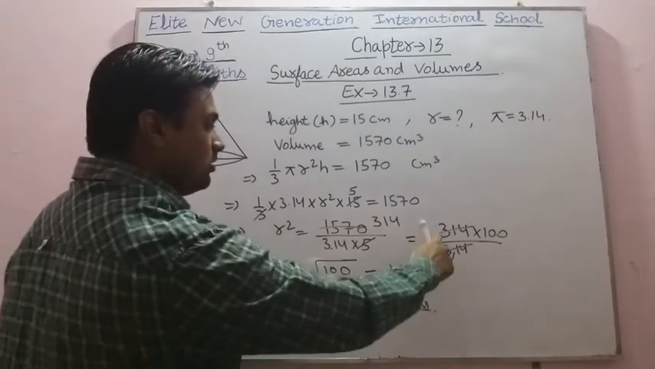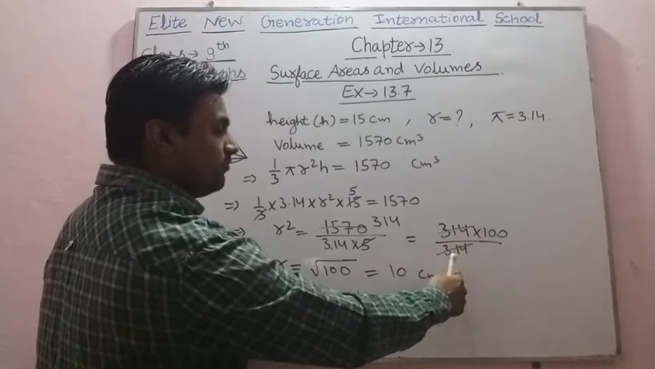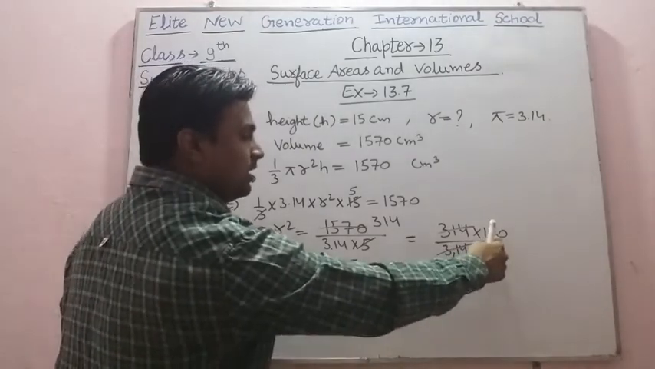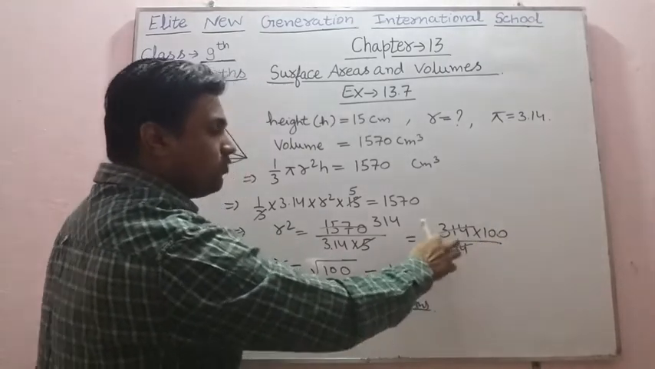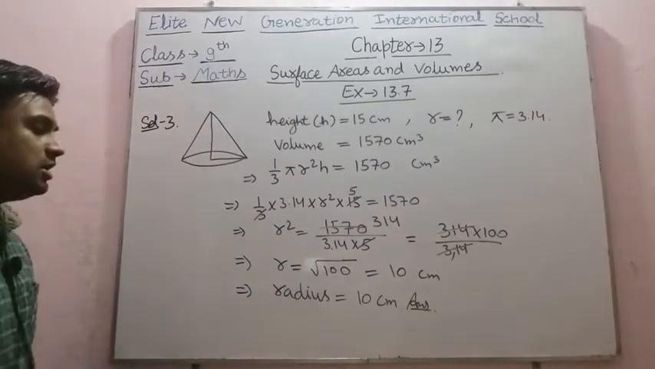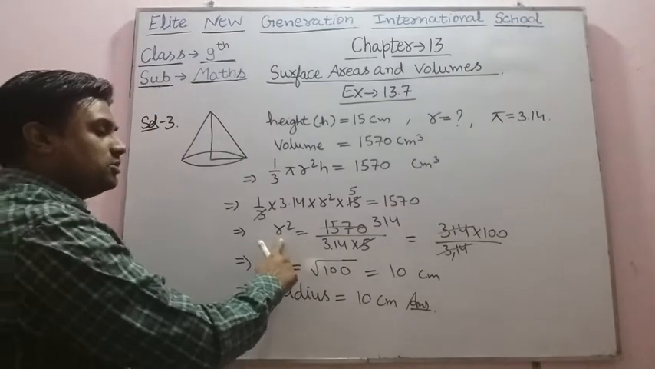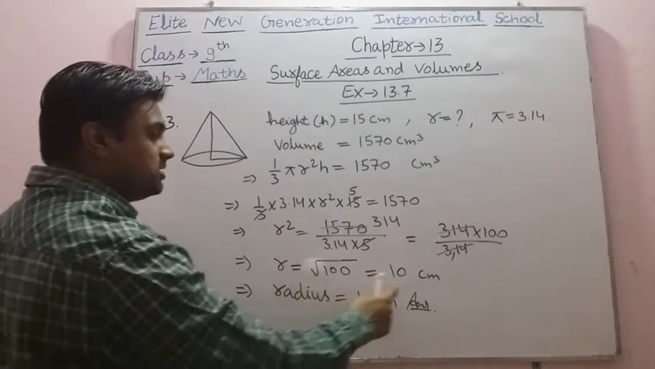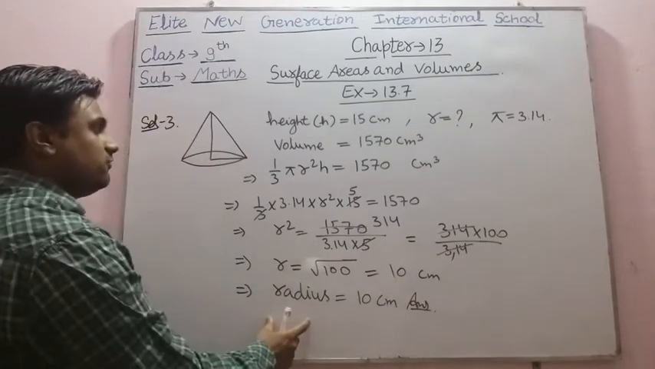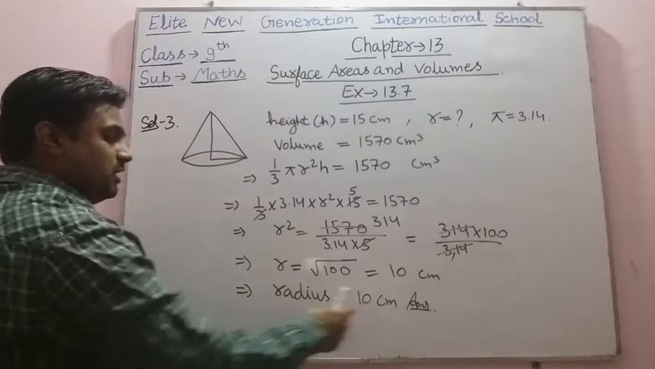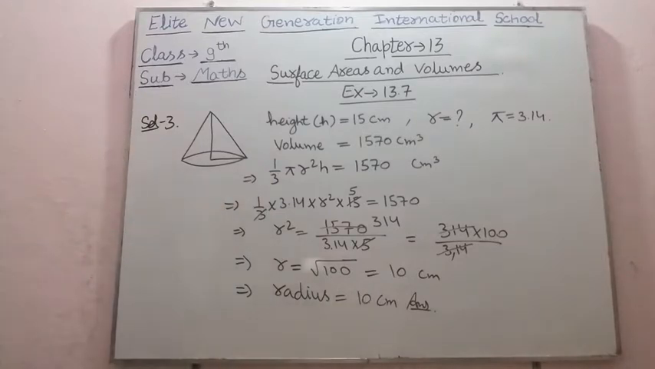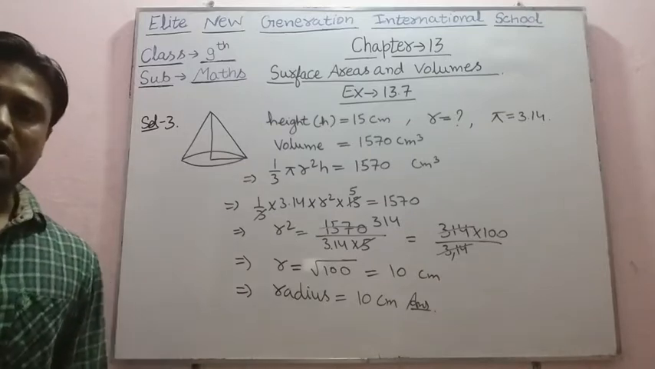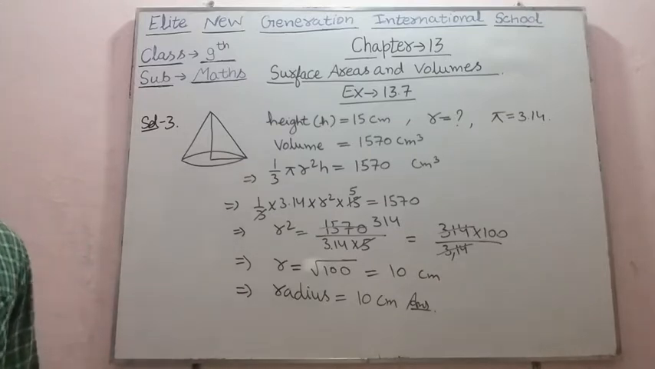So it will be 314 upon 3.14. So we will remove this decimal point and here 100 will come. So 314 will cancel by 314. So here r square equals 100, so r equals under root 100, and under root 100 is 10. So here the radius of this cone is equal to 10 centimeter. So in this way we can do this question. Now after this, see the next question.